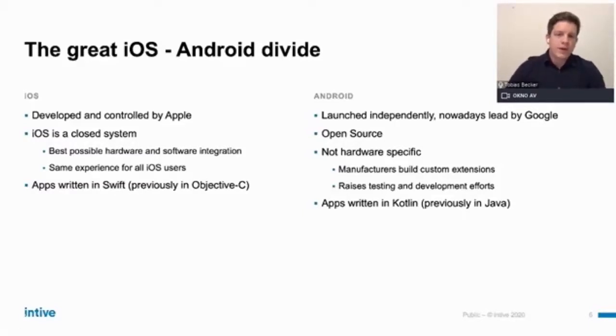So the experience of a user having an Android device in their hand is quite different depending on which device you're using. And that is interesting because it raises testing and development effort. Applications for iOS and Android are written in Swift for iOS, previously Objective-C, and Kotlin for Android, or previously mostly using Java.